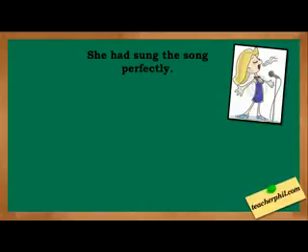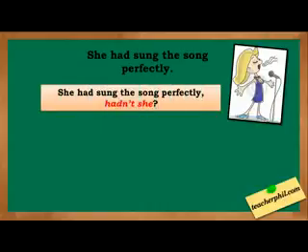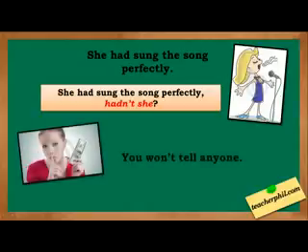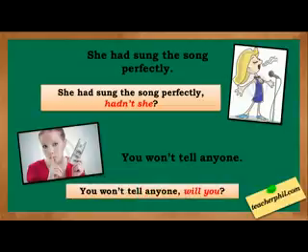The correct answer is, she had sung the song perfectly, hadn't she? Our auxiliary verb in the statement is had. Therefore, we also need to use had in the tag. The statement is in the positive form, so a negative tag is needed, hadn't. The third one, you won't tell anyone. The correct answer is, you won't tell anyone, will you?